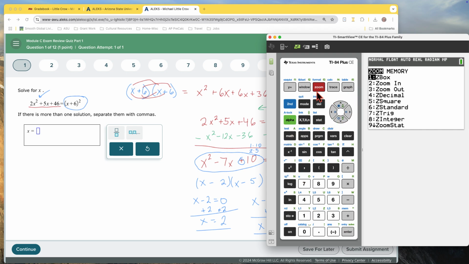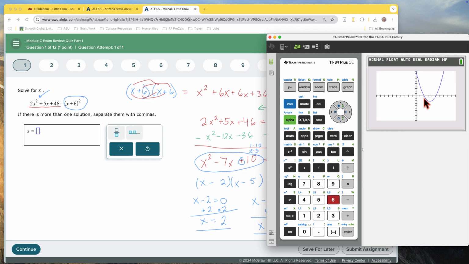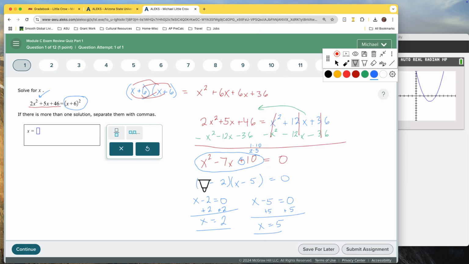And then I'm going to zoom 6, which is a standard zoom. Gives me this look, and I can see visually it's at 2, 3, 4, 5. Crossing at 2 and 5, I have two answers, 2 and 5. I see it visually, I have it analytically, so I can put that into my answers like that. Make sure to separate them with commas if there's more than one. So following through, what we're going to do is continue on to the next one as well.